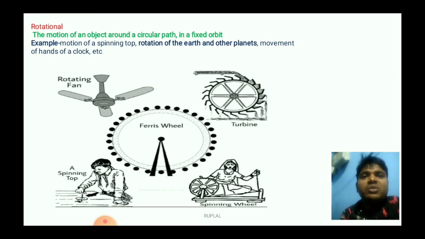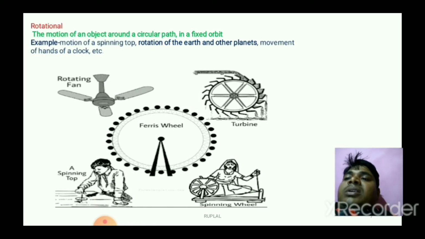Let's discuss rotational motion. Rotational motion means the motion of an object around a circular path or in a fixed orbit. Example, a spinning top. It rotates in a fixed orbit or fixed point. Rotation of the earth and other planets around the sun is also an example of rotational motion.